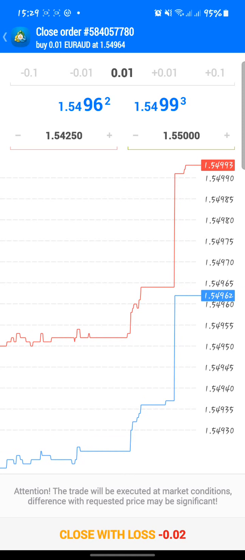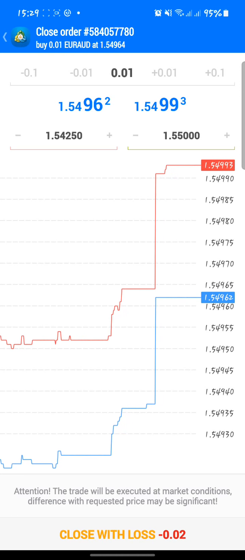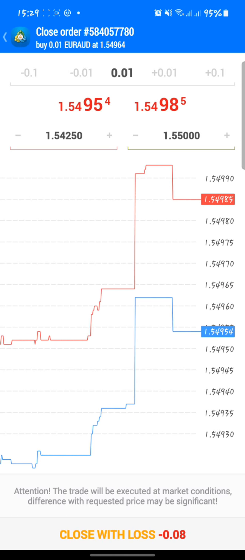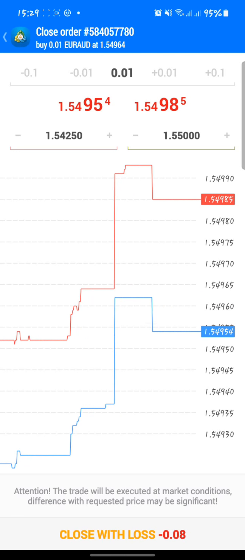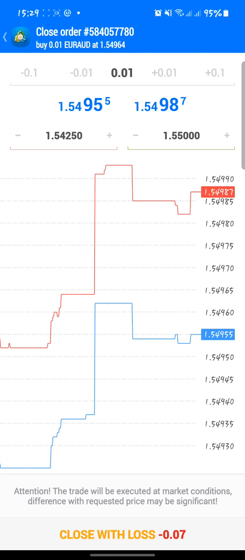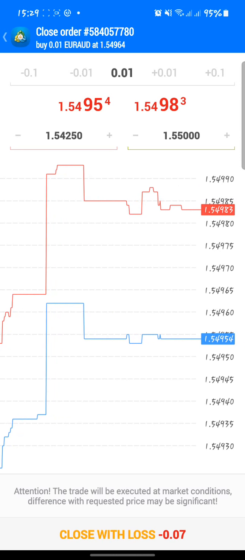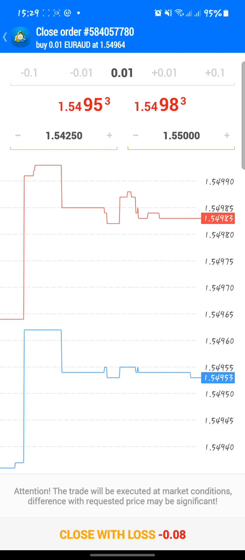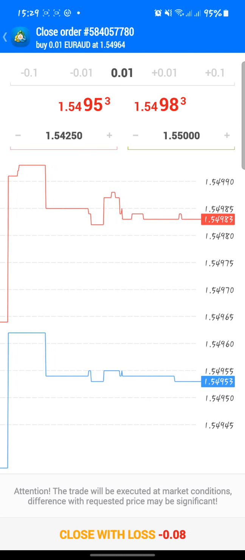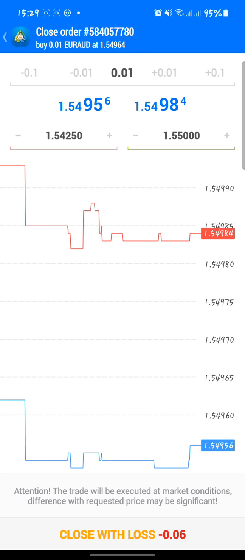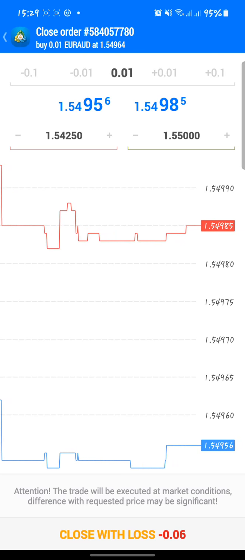Okay, you see at the bottom there is written close with loss 0.02. That's 2 cents of loss. If you click there, your trade will close automatically, and don't press that button by mistake, because it doesn't even ask you if you are sure. Okay, so that's basically what you do if you want to get into the trades.